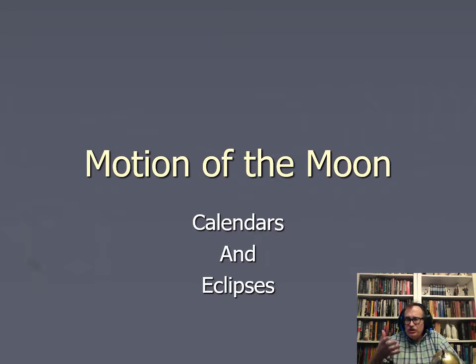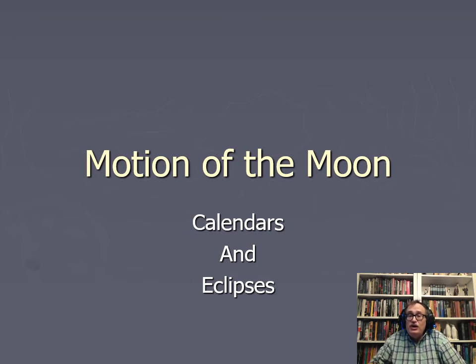So chapter 3 introduces us to the idea of the phases of the moon. As the moon goes around the earth, if we imagine the sun is off that way somewhere, then as the moon goes around the earth, we have new moon, we have full moon, and so forth. So the moon going around the earth gives rise to the phases.